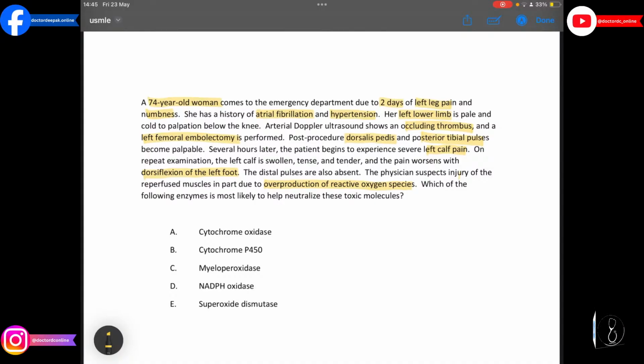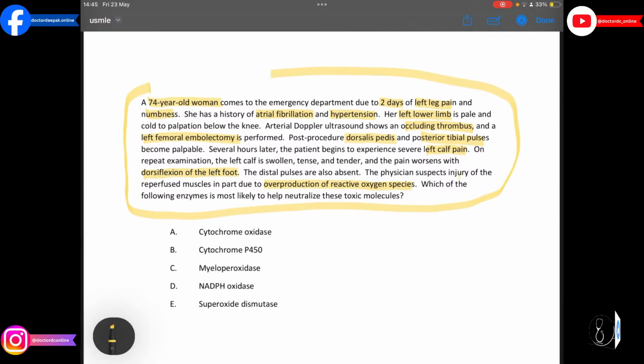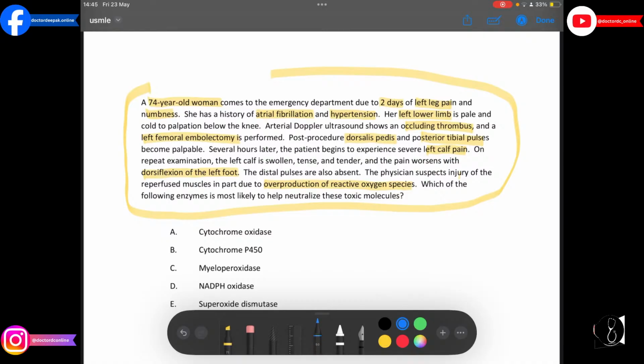Guys, I want to share one more quick tip whenever you are doing any clinical-based question like this. Try to read the last two lines first. The last line says, which of the following enzymes is most likely to help neutralize this toxic molecule. From the last statement you know what you have to answer: any enzyme which neutralizes a toxic molecule.